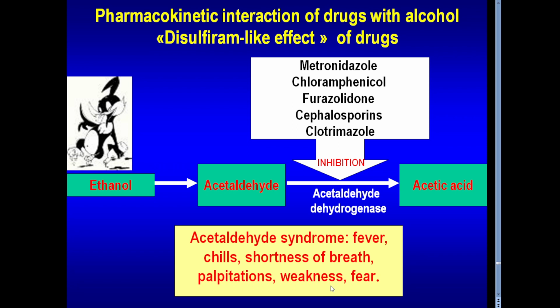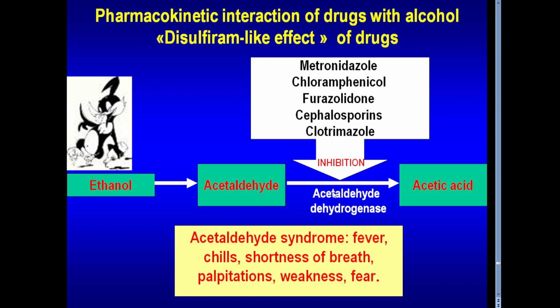Pharmacokinetic interaction of drugs with alcohol, ethyl alcohol. Sometimes patients take alcoholic drinks. Ethyl alcohol is cleaved in our body. First reaction, to acetaldehyde by the influence of alcohol dehydrogenase. Second reaction, acetaldehyde is being transformed to acetic acid by the action of the enzyme acetaldehyde dehydrogenase.